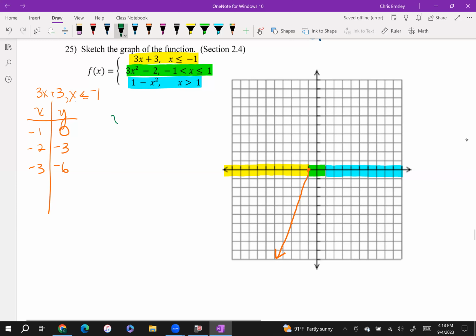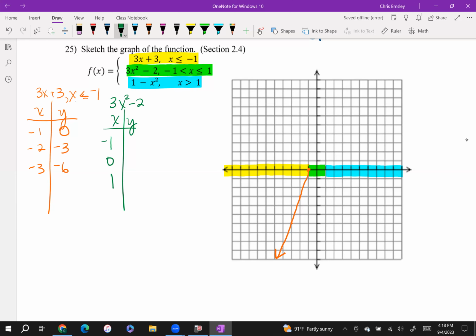Next up, we have that middle function definition. This is our 3x squared minus 2. And this is for x values between -1 and 1. But we got to be careful there. -1 is not actually included in this part of the graph, but I include it in my t-table because I need to be able to draw my graph going all the way right up to -1 without including it.